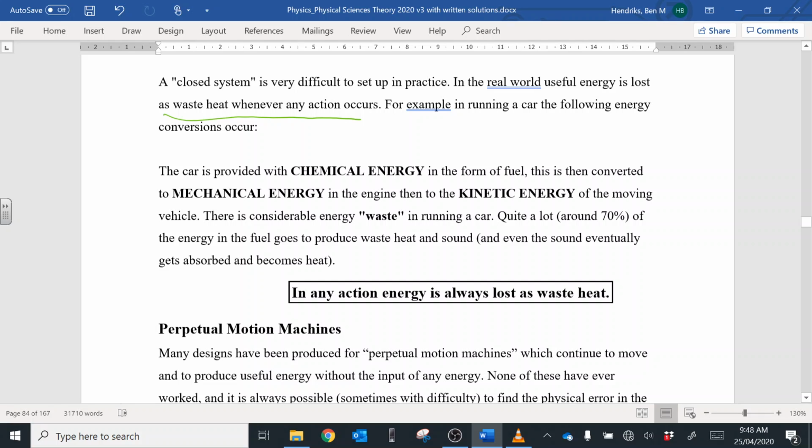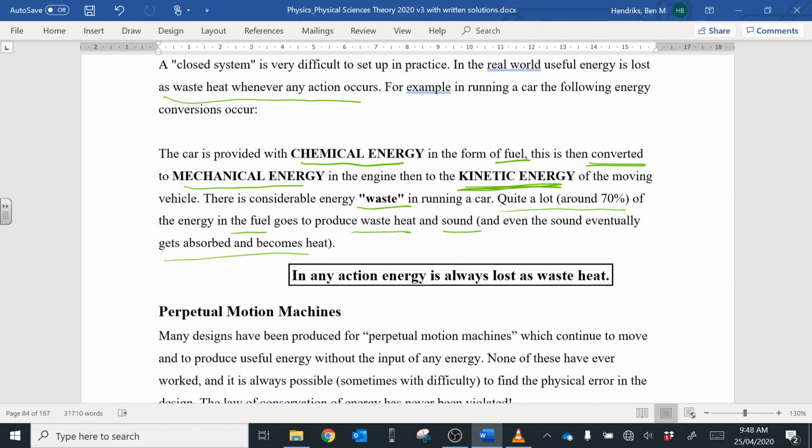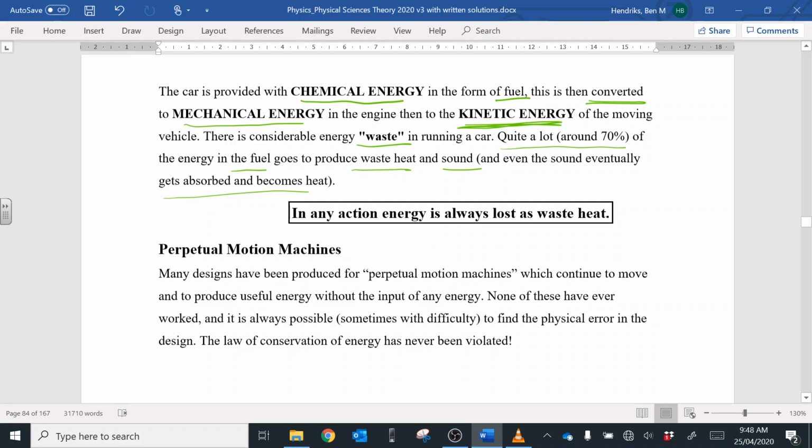Anyway, the car is provided with chemical energy in the form of fuel. This is then converted into mechanical energy in the engine, then to kinetic energy of the moving vehicle. There is a considerable energy waste in the running of a car, quite a lot, around 70% of the energy in the fuel goes to produce waste heat and sound, and even the sound eventually gets absorbed and becomes heat as well. So in any action, energy is always lost as waste heat.